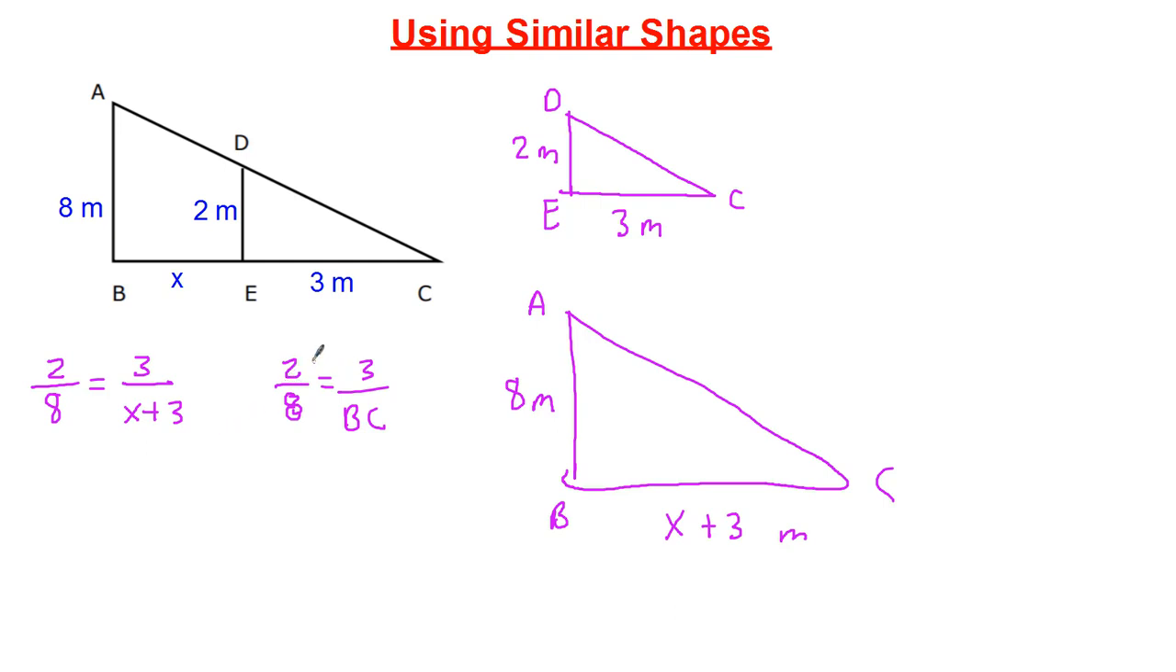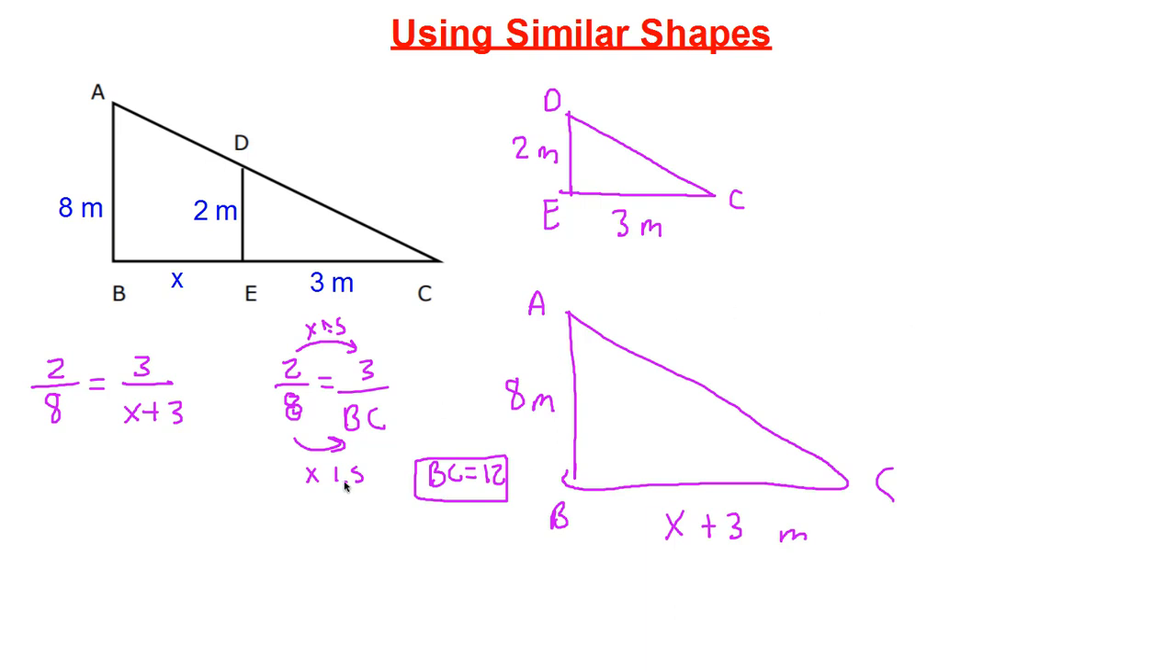Okay. Now, let's see if there's a proportional relationship here. I could do 2 times 1.5 equals 3. So let's multiply that by 1.5. So then we got 8 times 1.5. So we could see that BC is going to be equal to 12. Okay, BC is equal to 12.